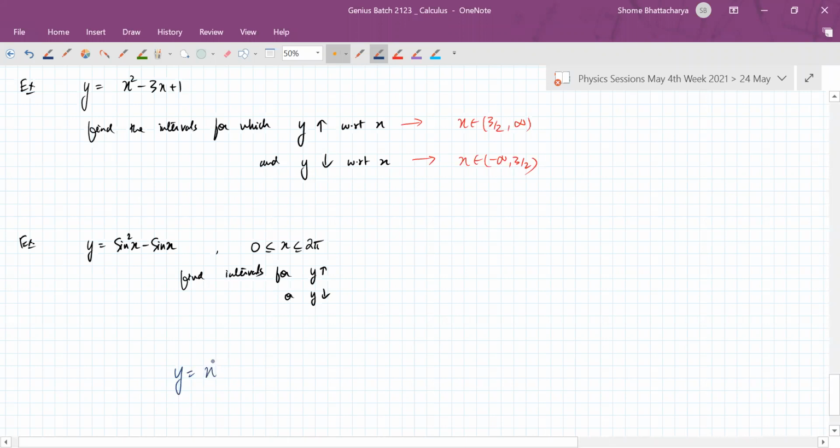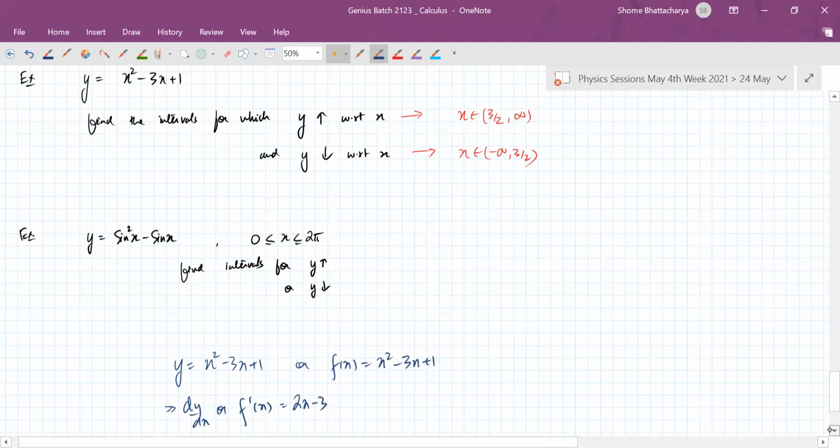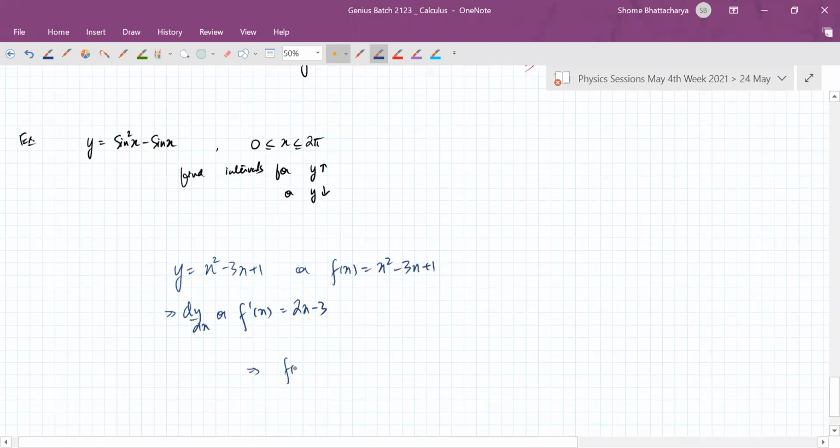Y is equal to x square minus 3x plus 1, or the function is equal to x square minus 3x plus 1. So the derivative of the function is equal to 2x minus 3. So now the function increases for f prime x being greater than 0. So 2x minus 3 being greater than 0. That means x being greater than 3/2, or x belonging to the interval from 3/2 to infinity.